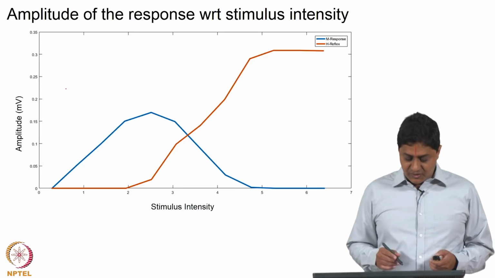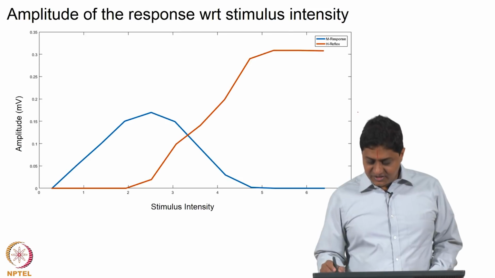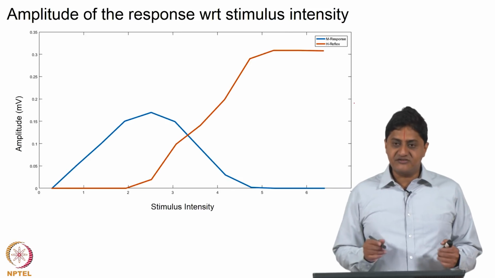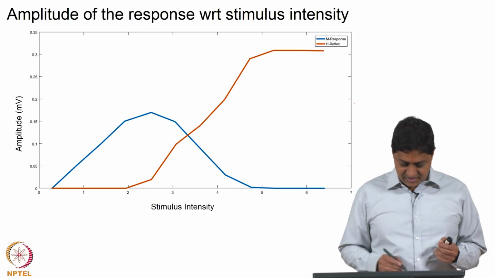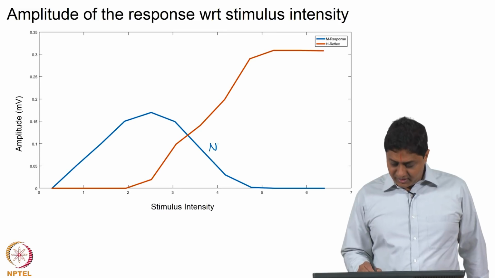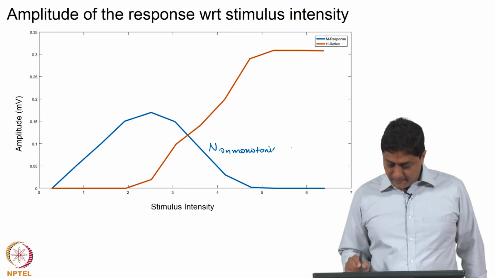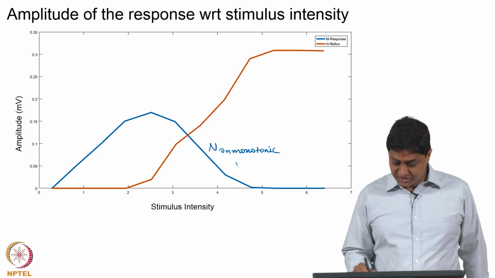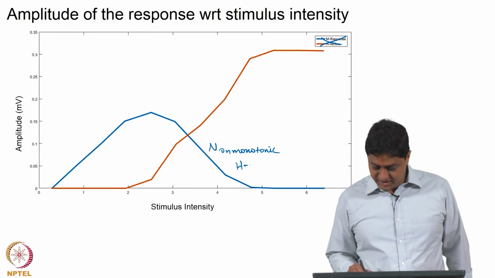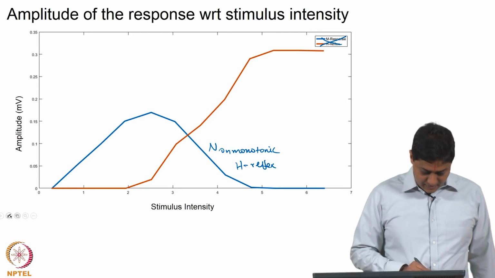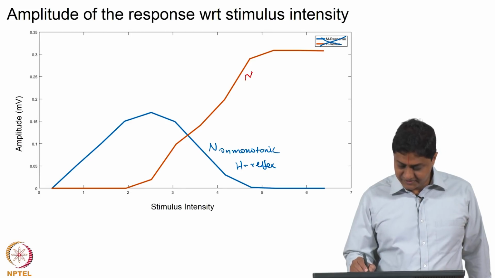Okay. So, in the previous class we saw that as the stimulus amplitude increased, H reflex amplitude continued to increase, and at some point it started reducing, and we said that that is the non-monotonic case, is it not? That is the non-monotonic case of the H reflex. This is wrong. It is actually blue that is the H reflex, and red is the M response. Okay.